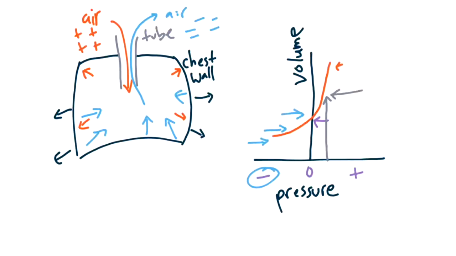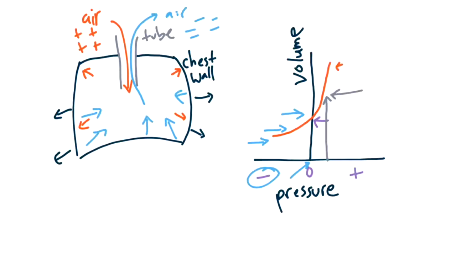Notice, however, that it's very difficult to get the volume of the chest wall system to 0. In other words, you'd have to have an extremely powerful vacuum to cause the chest wall to completely collapse on itself. It naturally wants to bow outward.